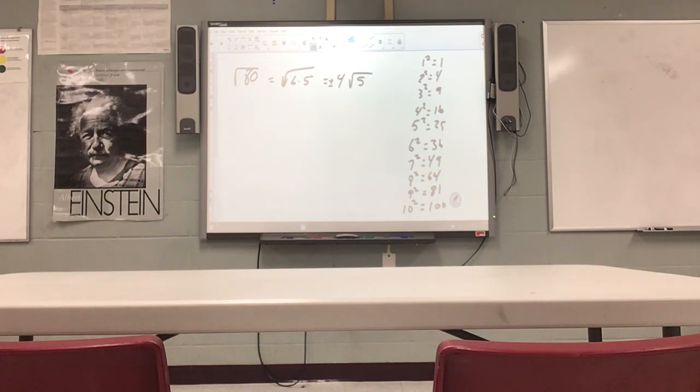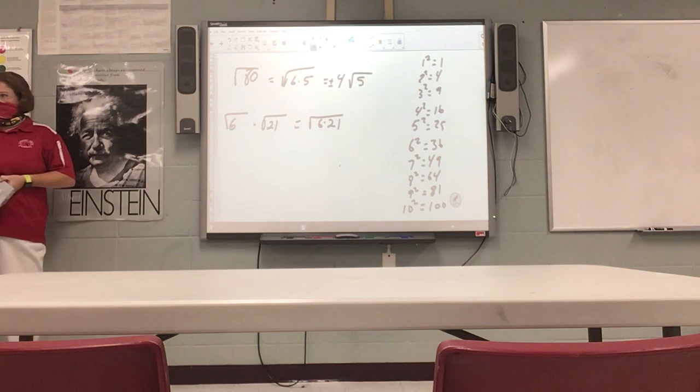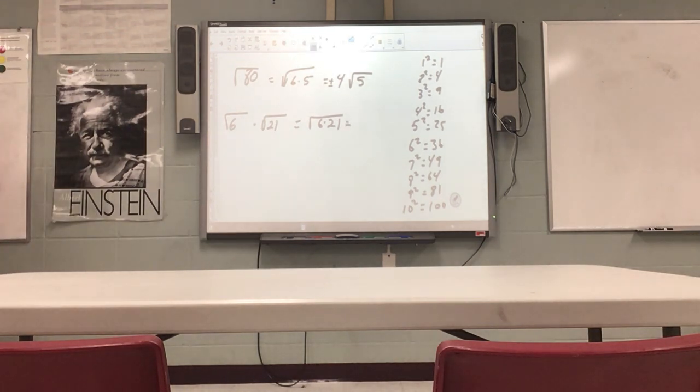Okay, let's put an extension onto it now. Let's do the square root of 6 times the square root of 21. All right, so when you have a square root times a square root, we're going to go ahead and multiply those numbers. So we've got to figure out what 6 times 21 is. Is that like 126? Okay, so now we've got to take the square root of 126.